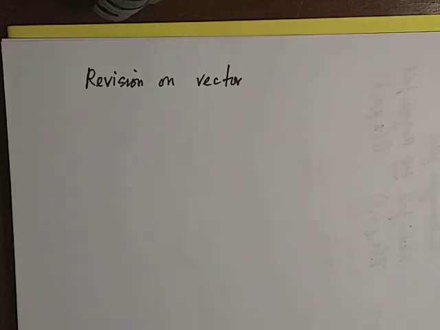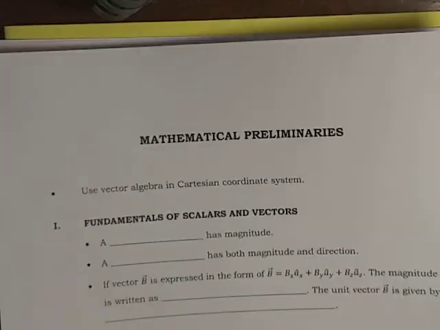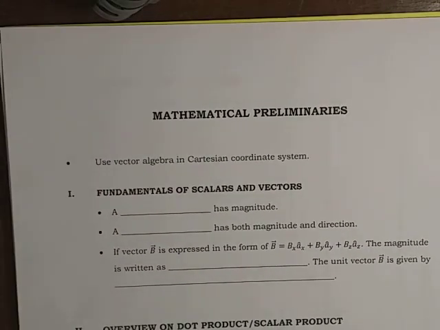Okay, so this should be our second meeting, and in today's meeting we'd like to focus on the title stated on the white paper, which is revision on vector. I already uploaded the handout for you to go through, known as handout number 1. So I'm going to place it here. This should already be available on the e-learning website. So this is called handout number 1.